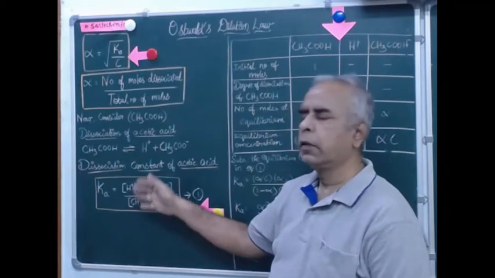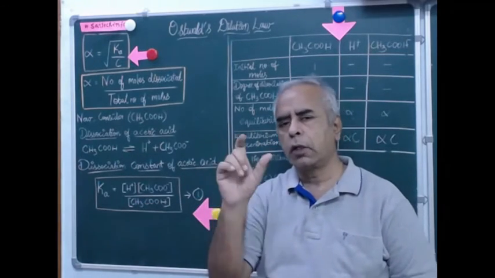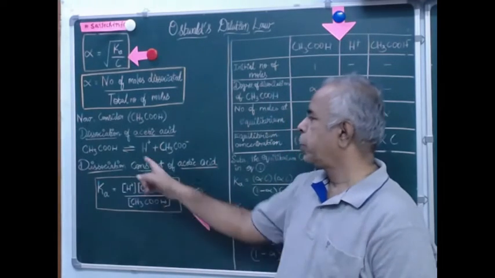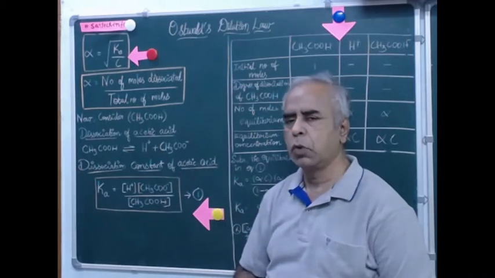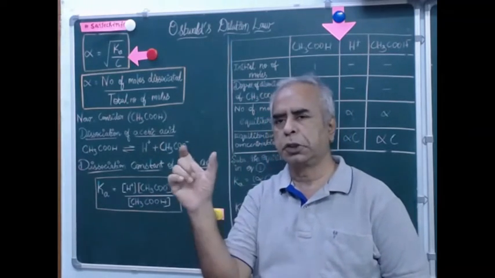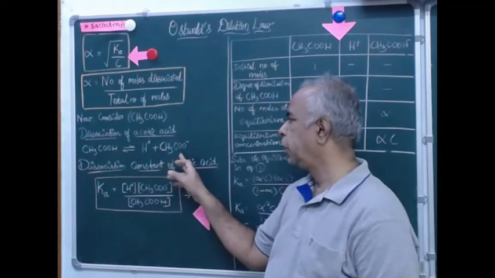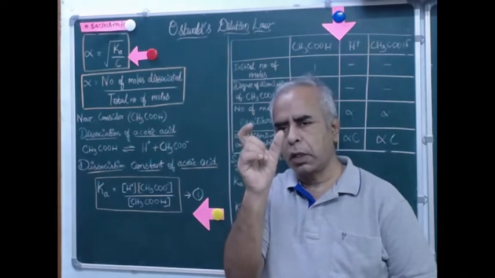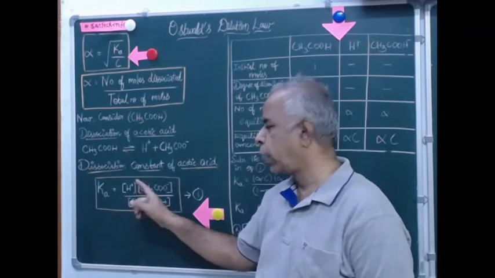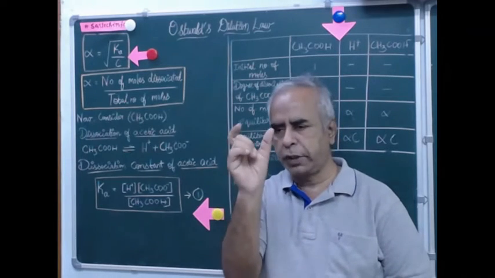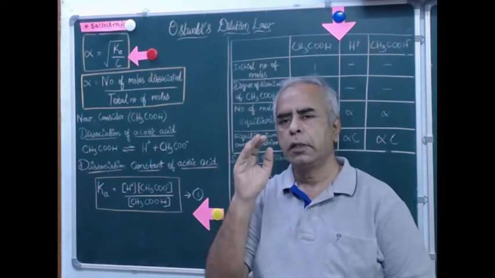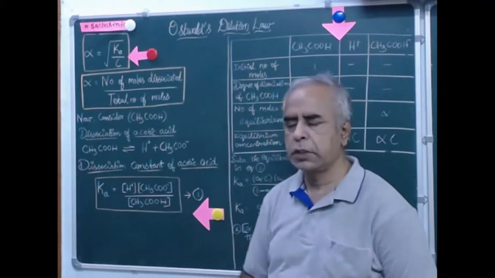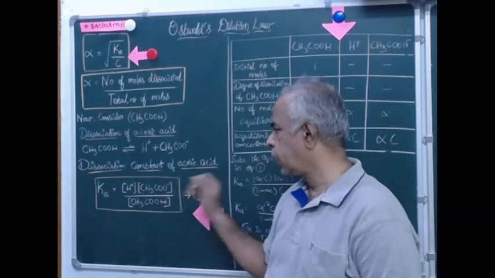It is nothing but the ratio between the product of the concentrations of the products and the product of the concentrations of the reactants. Now which are the products here? H plus and CH3COO minus. So the product of the concentrations: H plus concentration into CH3COO minus concentration. Concentration is represented by a square bracket. When I put H plus within a square bracket, that indicates the concentration of H plus. Then the concentration of CH3COO minus is represented with a square bracket here.